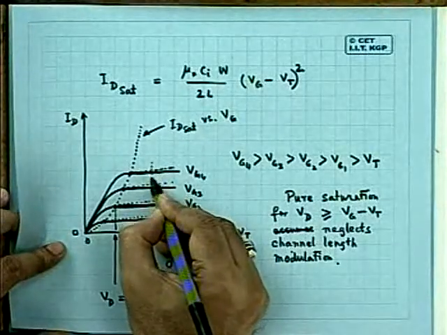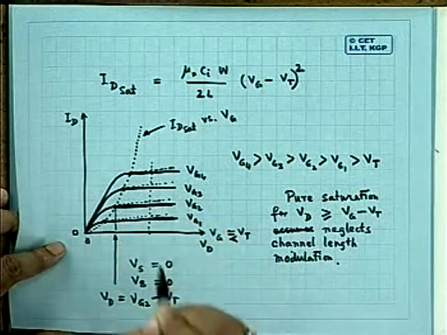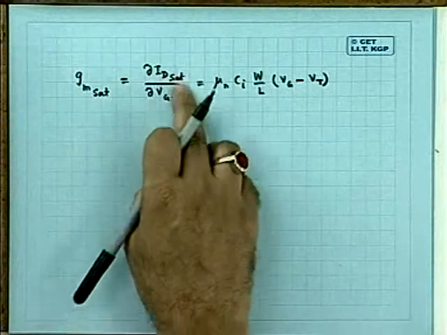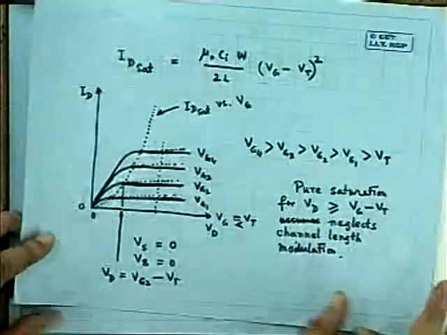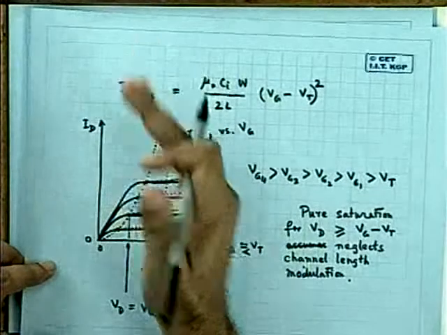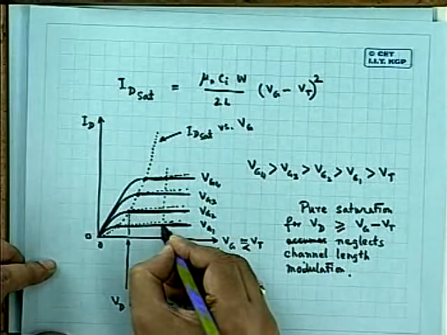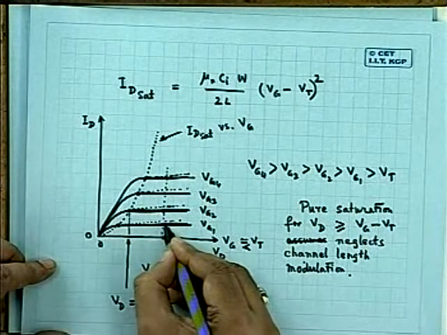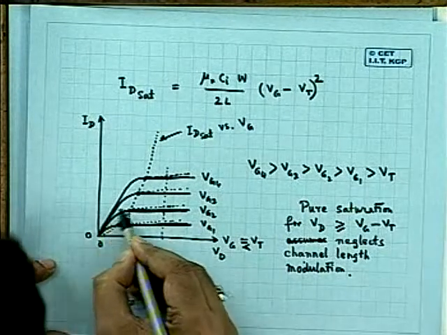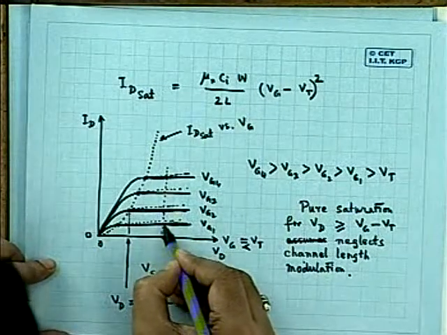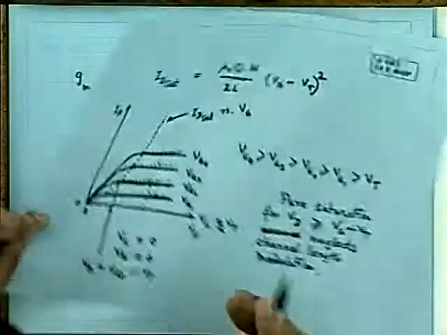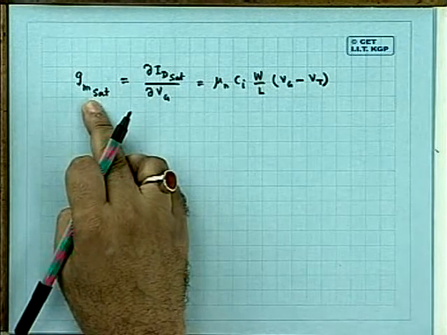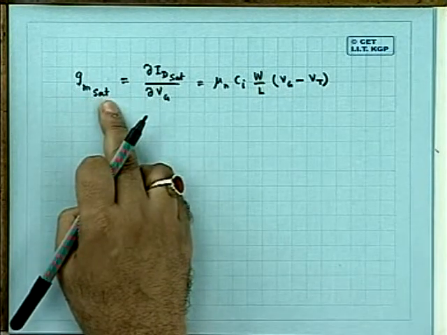Suppose we just draw a vertical line here. As VD is constant, during this derivation VD has to be kept constant. So on this vertical line, VD is constant. If I go from this curve to this curve, what is the change of VG? That is VG2 minus VG1. What is the change of ID? That is ID2 minus ID1. ID2 minus ID1 divided by VG2 minus VG1, in the limit VG2 minus VG1 tends to 0, is nothing but this. That is why it is a differential coefficient.